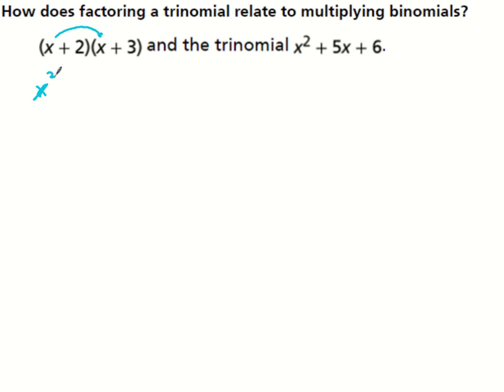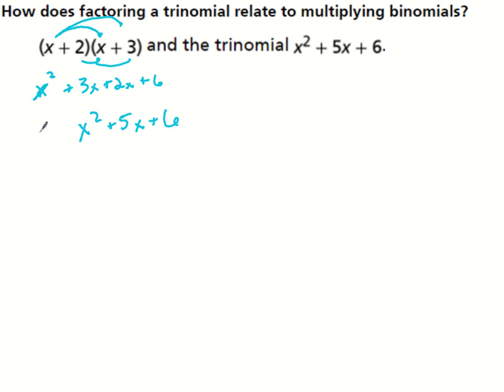So that would give me x squared plus 3x plus 2x plus 6. Well, this simplifies to x squared plus 5x plus 6. So here I have a quadratic trinomial. We call these quadratic because the degree is 2.